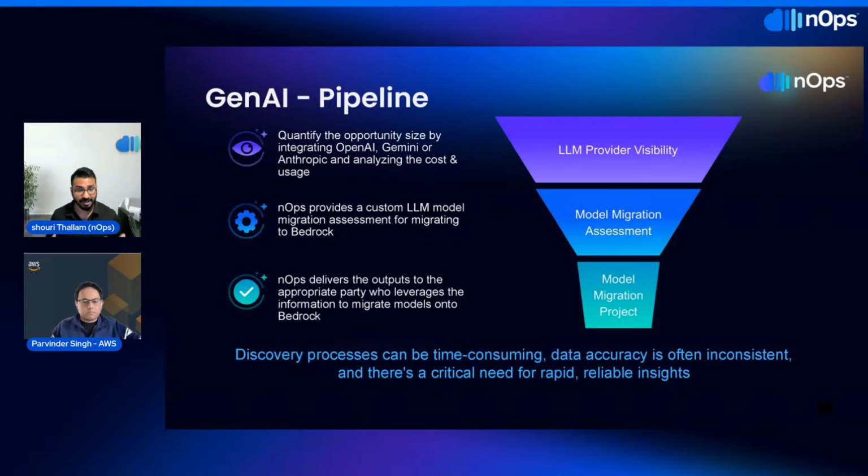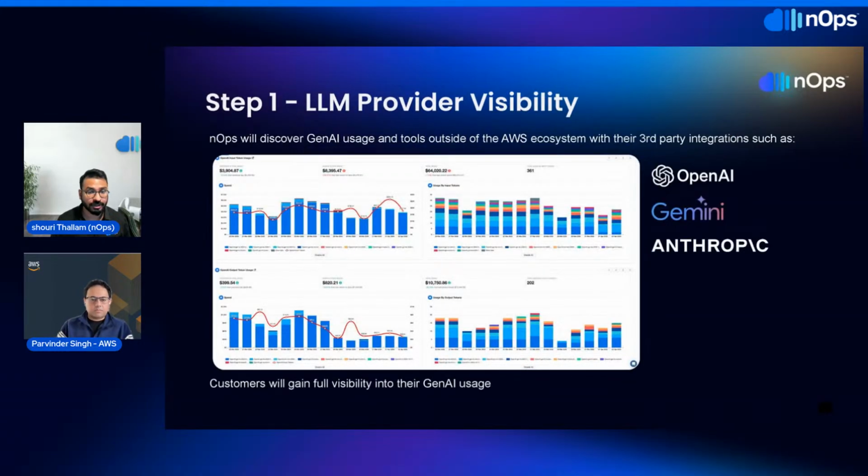And these are metrics that you can trust because we are not manually gathering anything. We're directly getting it from your model provider and comparing with the models that we have on Amazon Bedrock. And that's how the whole GenAI pipeline works with NOps.